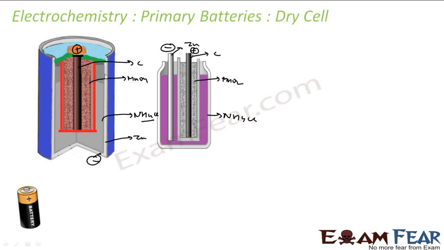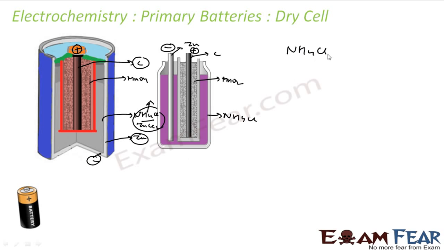And this space is filled with a moist paste of ammonium chloride and a little bit of zinc chloride also, NH4Cl and ZnCl2 paste. Anyway, ZnCl2 will be forming. The moment the reaction happens, we'll see that ZnCl2 is formed, so even if you don't put it in, it will come in due course of time. Here my NH4Cl is the electrolyte. Again, carbon and zinc are my electrodes, similar to this. Same reaction.